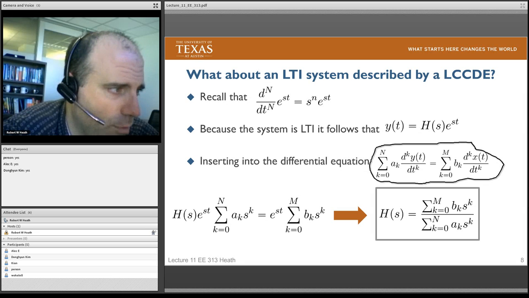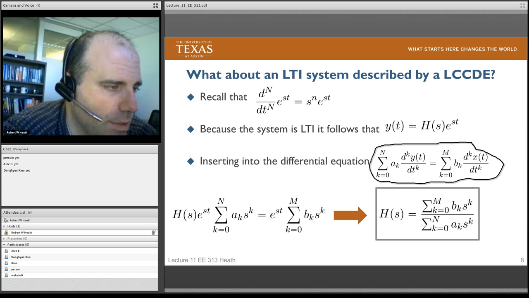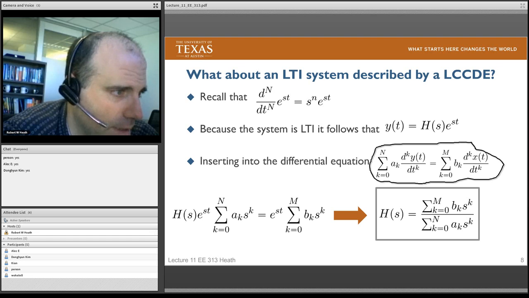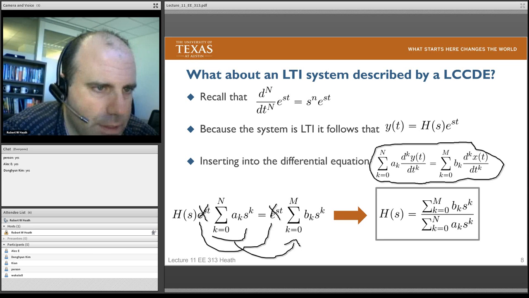Now, on the left-hand side, we have y of t. But we already know that y of t is equal to H of s times e to the st, so we put that up here. Using again that same differential formula, we get that H(s) times e to the st is equal to e to the st times the sum from k equals 0 to n of a_k s to the k. Notice that we have e to the st on both sides, so these cancel. Then we take this and move it over here, and that gives us this equation.